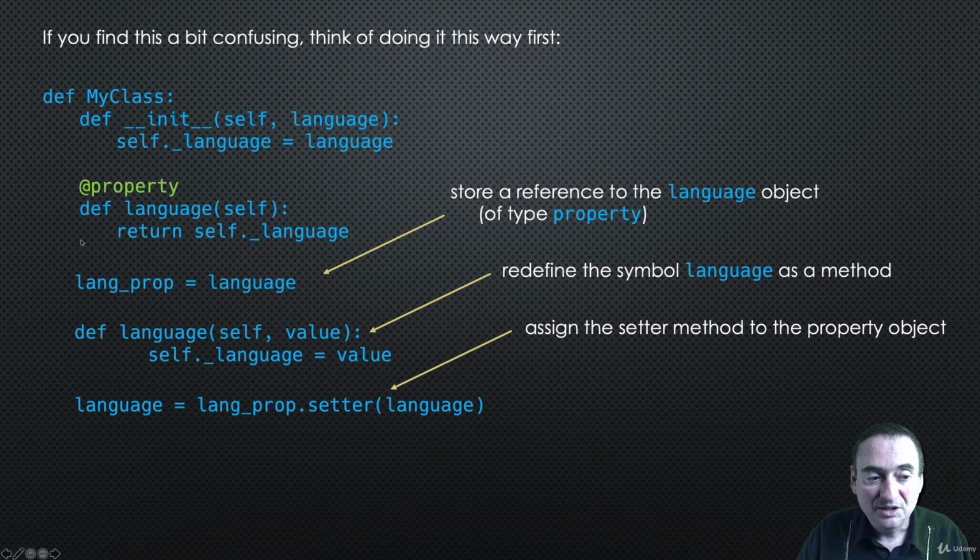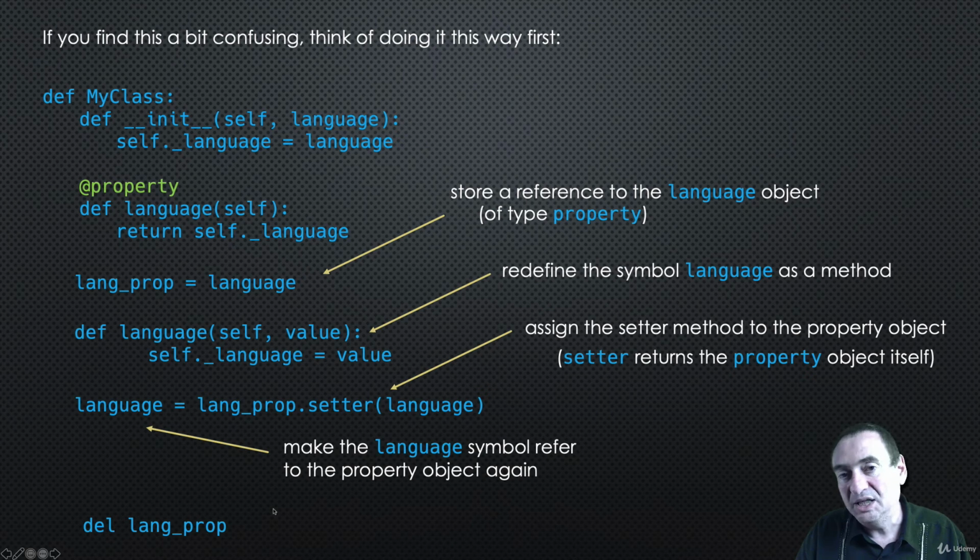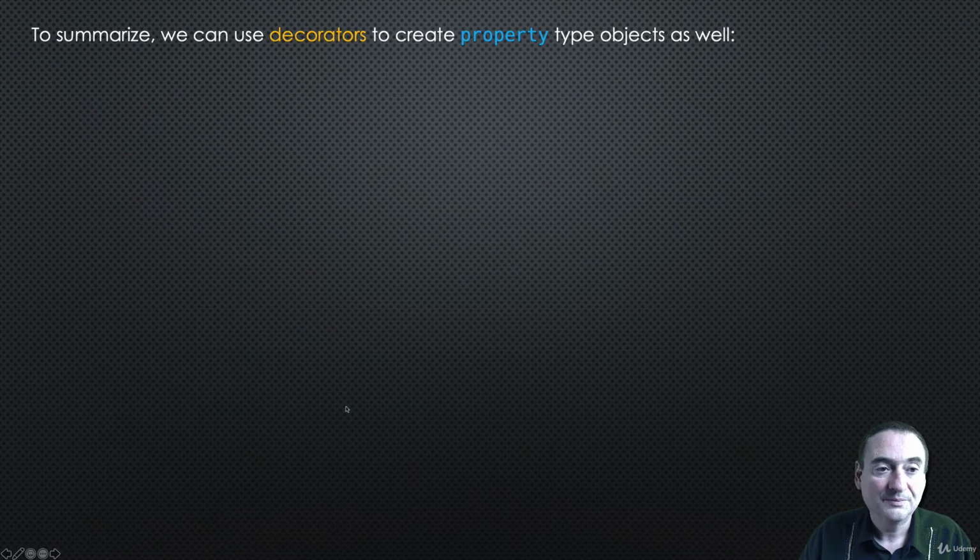So you'll notice here, I defined the getter. Here, I created a property that now has both the getter from here and the new setter, and now I've reassigned it to language. So at this point, language is an attribute in my class that is a property object. And then finally, I'm going to delete this temporary langProp. I don't need it anymore, so I'm going to delete it from my class attributes. I'm just going to say del langProp. So you can think of it as working that way as well.